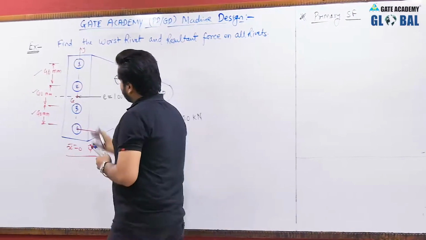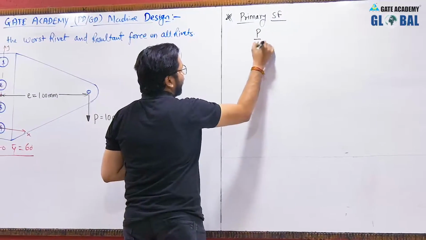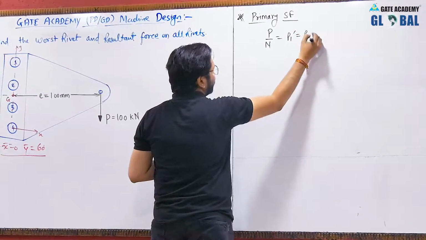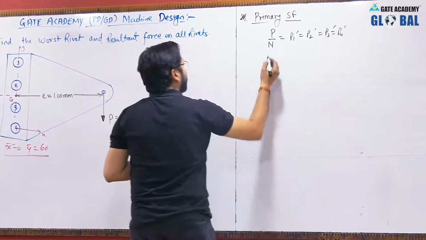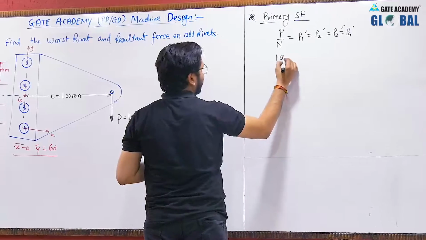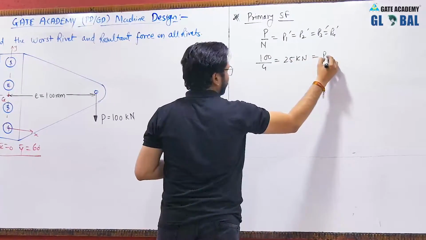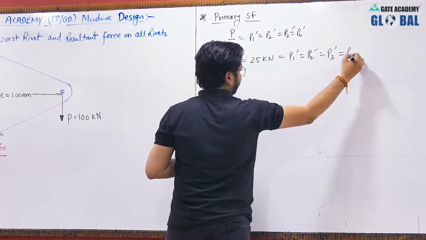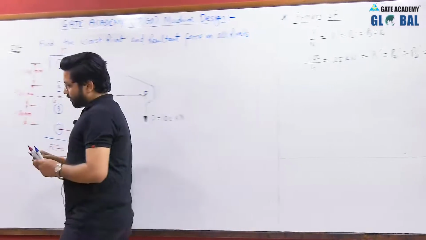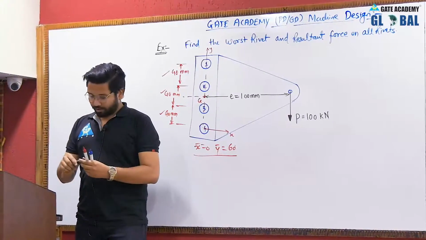Now primary shear force will be equal to P by N, and this will be equal to P1 dash, P2 dash, P3 dash, P4 dash. So this is equal to 100 kilonewton divided by 4, that is 25 kilonewton. So this will be equal to P1 dash, P2 dash, P3 dash and P4 dash. So this is the primary shear force acting on the rivet.